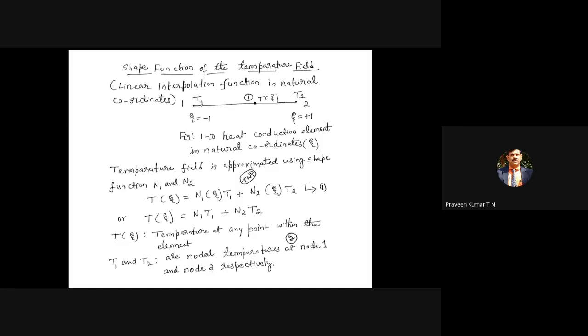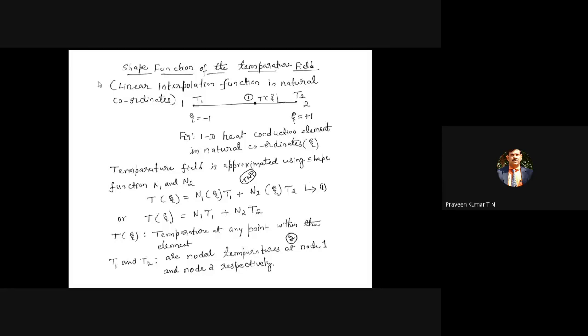Take the wall of an internal combustion engine. The average thickness is around 5 centimeters. The variation of the temperature within that wall may be linear or non-linear. But initially, we are assuming that the variation of the temperature within the element, or within the wall, is linear.